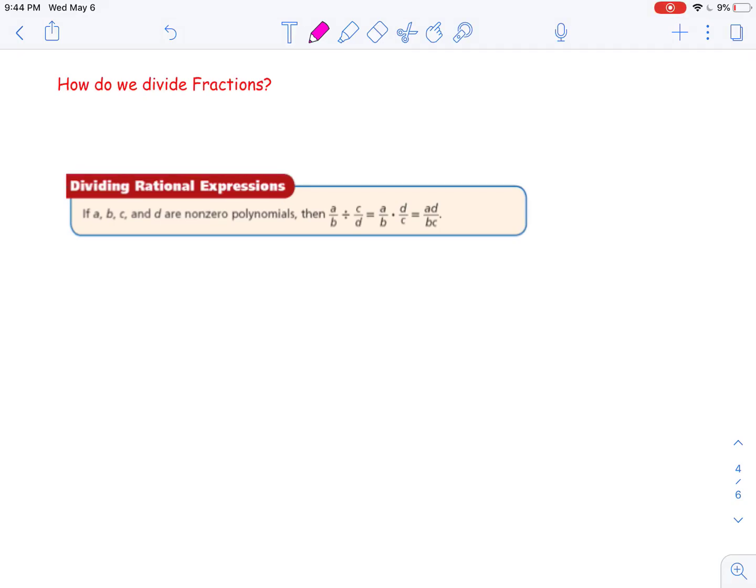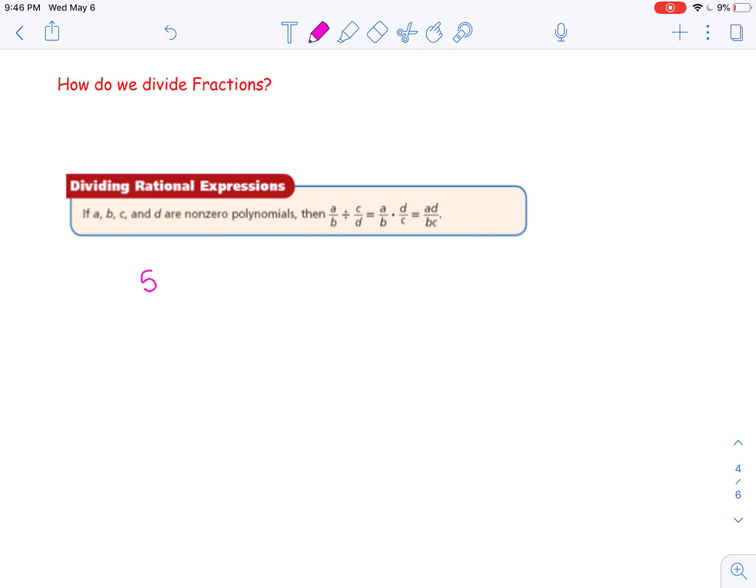Okay, now we're going to divide. So we have to remember, how do we divide fractions? We divide fractions by keeping the first, flipping the second, and changing to multiplication. We call that keep, flip, change, or KFC, I've heard it called. So let's look at an example.